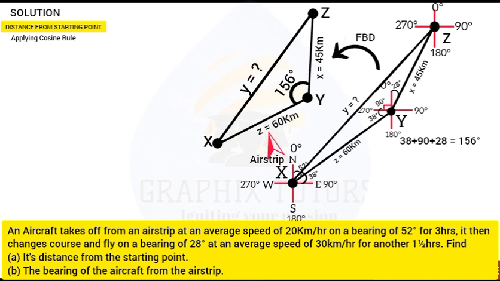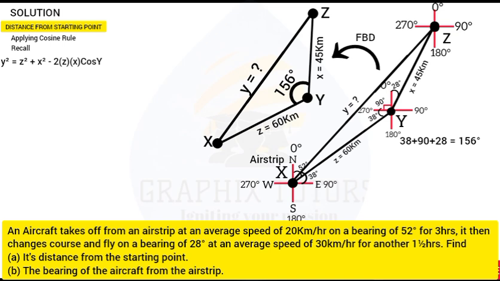So look at the two sides here, x and z. Then the angle in between them is 156 degrees. So when you have two given sides and one given angle in between them, you're going to use cosine rule. And since I'm looking for the distance of y, I'm going to say my y square is equal to z square plus x square minus 2zx cos y. That is what we call the cosine rule. Whatever you are looking for, that is what you put outside. The remaining will be inside.